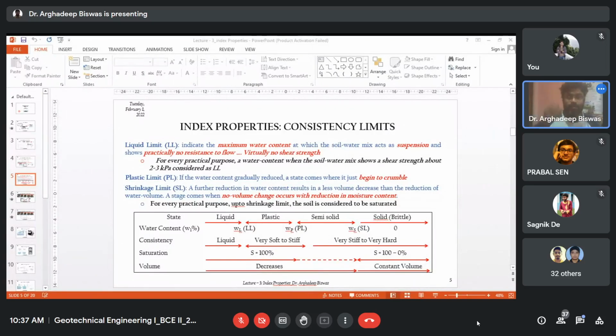Now from the plastic stage, that non-linear portion up to where you have the fixed volume is called the shrinkage or semi-solid state. Beyond that, where you don't have any volume change but you can extract the water, is called the solid state. In between the plastic state and the semi-solid state, the limit is called the plastic limit. In between the semi-solid state and the solid state, the water content is called the shrinkage limit. So up to the shrinkage limit, your entire soil-water system is saturated.